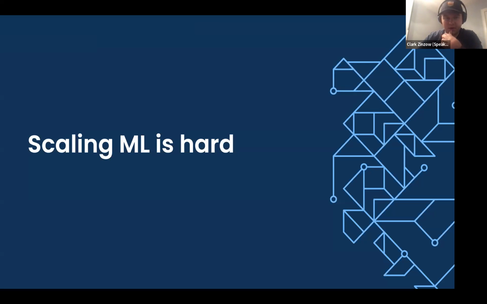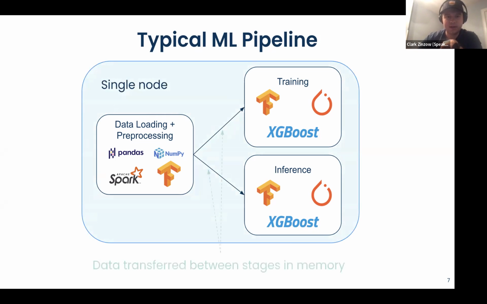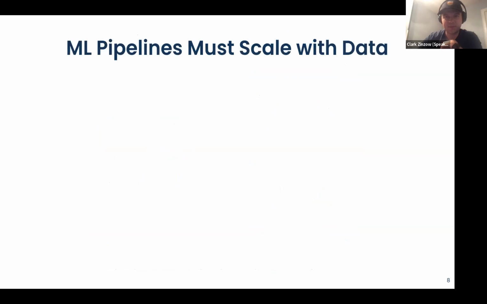First, scaling ML is hard. For folks that are either familiar or unfamiliar, your typical ML pipeline might look something like this. You have some data loading and pre-processing using your favorite Python libraries, such as Pandas, NumPy, Spark, TensorFlow. And then you want to feed that pre-processed data into either training or inference. And when this is on a single node, this ends up being pretty easy. The data is just transferred between these stages in memory. It's pretty dang quick. It's just a memory access, and then you're relatively happy. Your single node training or inference pipeline is humming along pretty smoothly.